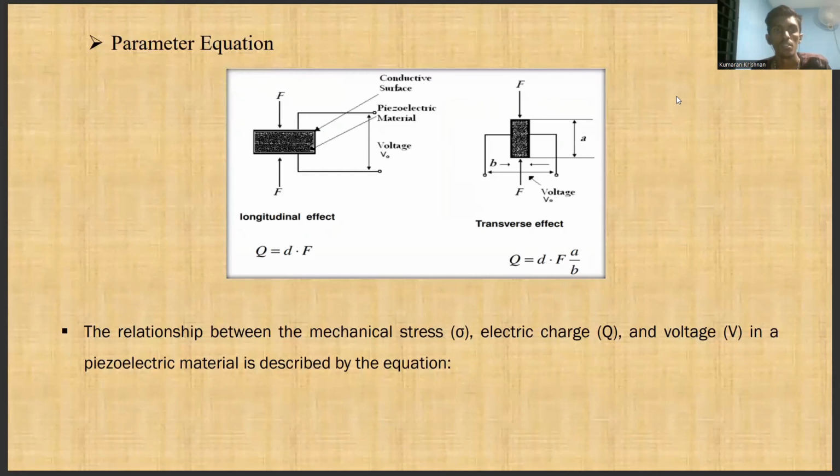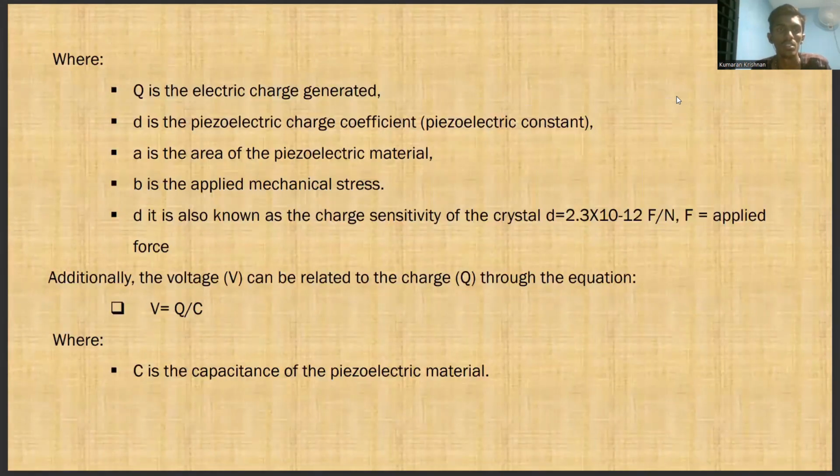Then, for the parameter equation for the sensor, I have two formulas: one for the longitudinal effect, which is Q equals D times F, and the transverse effect, which is Q equals D times F times A over B. The description of this equation is: Q is the electric charge generated, and D is the piezoelectric charge coefficient.